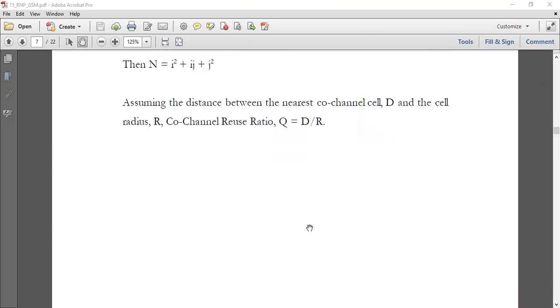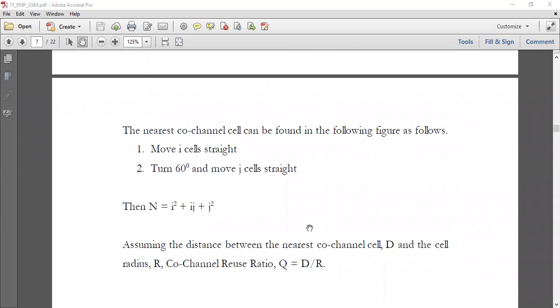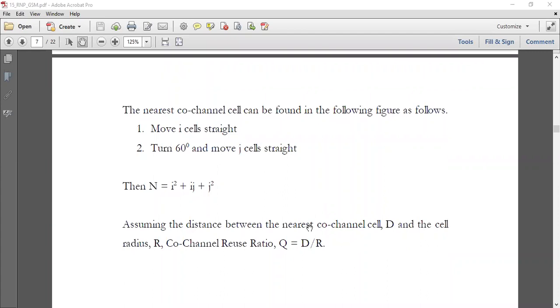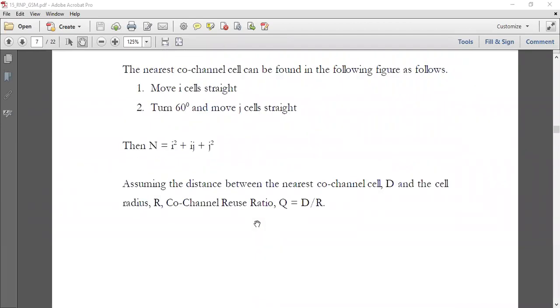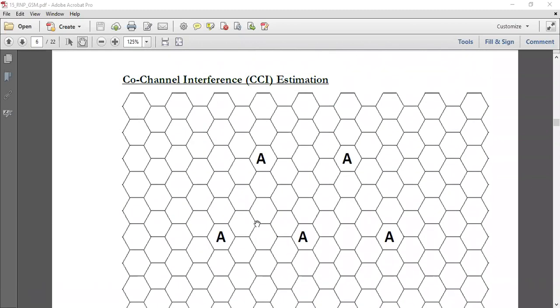Now we know that the distance between co-channel cells affects your interference, and we'll call it D. If D is higher, your co-channel interference will be lower. Also, the cell radius can affect your SINR. By cell radius, we mean the distance between the user at the cell boundary and the base station.